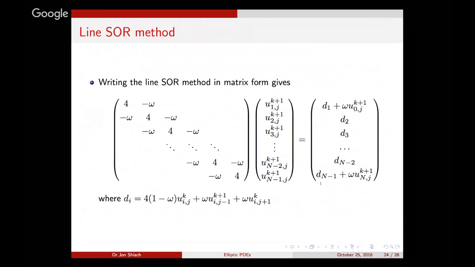I mentioned it was tridiagonal, so our coefficient matrix has the main diagonal, and minus omegas on the lower and upper diagonal elements. Here, just to shorten things a bit, I've represented D as this, which is what our known values are. So we have a tridiagonal linear system, and as I mentioned before, we can solve that very efficiently. The way we solve it is using the Thomas algorithm.